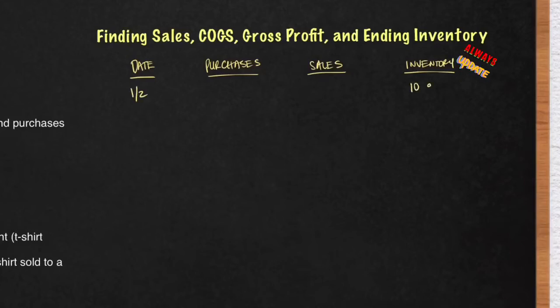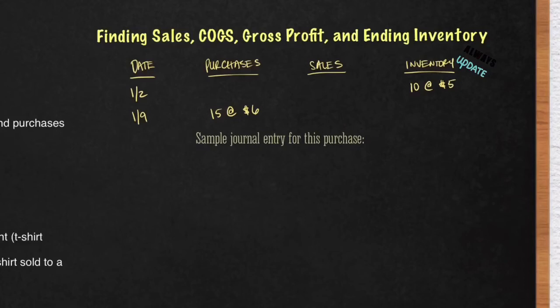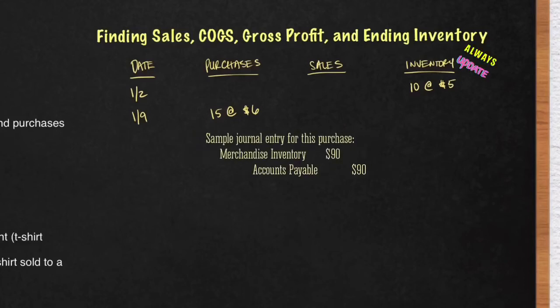So on January 2nd, for this particular problem, we had existing inventory of 10 units, and previously it cost us $5 from the supplier. On January 9th, we purchased some more. This time it's 15 units, but the supplier raised their prices to $6. So currently our inventory is made up of 10 at $5 and 15 at $6.